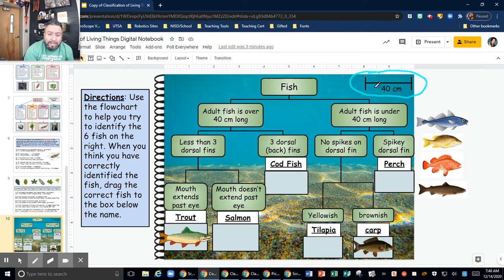Okay? This guy right here is going to be important because take a look at the first 2 boxes. Is the fish over 40 centimeters? Is the fish under 40 centimeters?